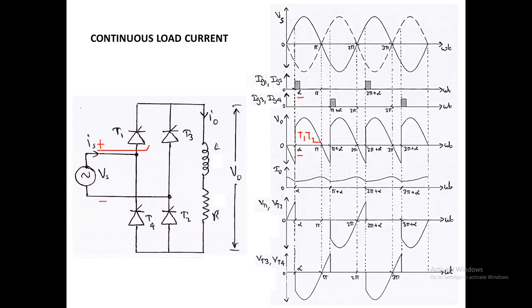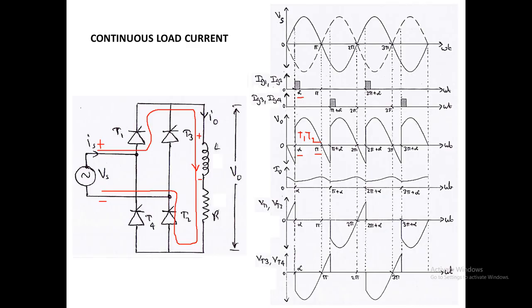The current will flow from positive to T1, then to L, then to resistance, then to T2, and it will return to the negative terminal of the input source. This will be the current direction, and the inductance will store energy with positive at the upper end and negative at the lower end. This will happen from alpha to pi. The inductance will get charged and the current will flow through T1, T2 and the load.